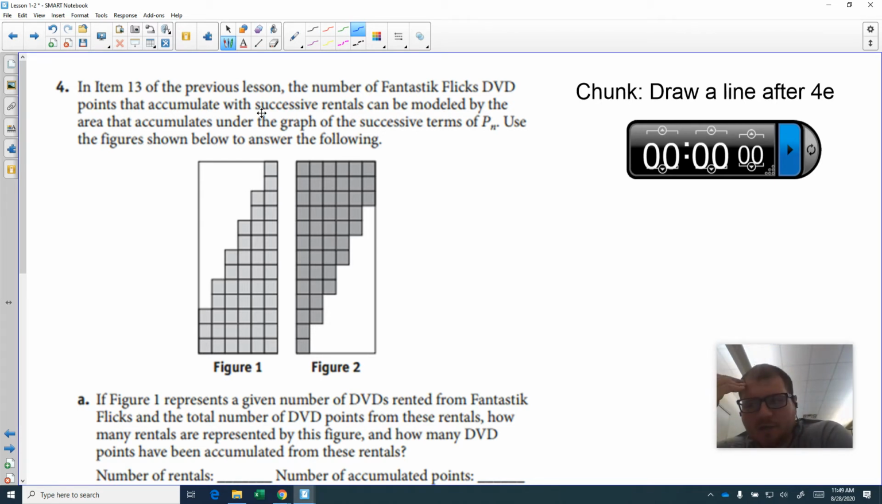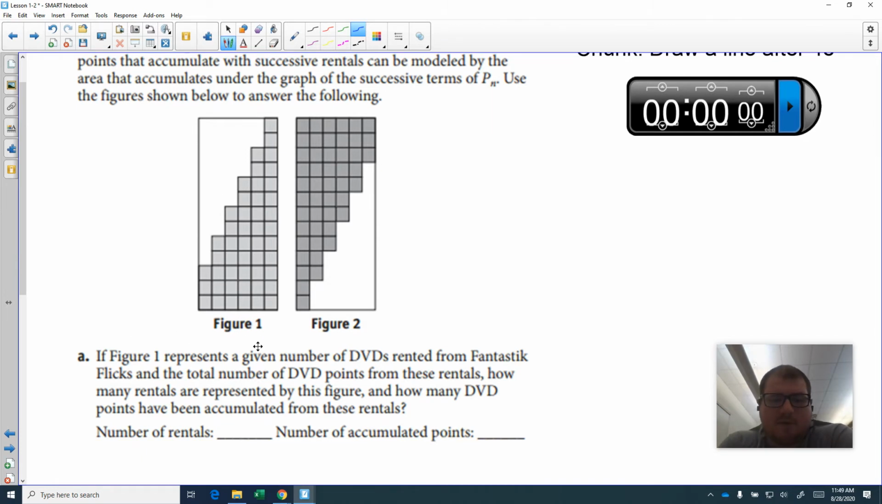And it relates back to our DVD problem from the last video that we had. Basically, what this is asking for is, figure 1 represents the given number of DVDs rented from Fantastic Flicks. The total number of DVD points from those rentals: how many rentals are represented in this figure, and how many DVD points have been accumulated over the rentals? Okay? So if you remember talking about it the other day, the actual number of rentals, that's the actual pattern itself. That's basically saying how many DVDs have we rented. To actually find this, all we have to do is count the total number of squares below here, or basically how far over we go.